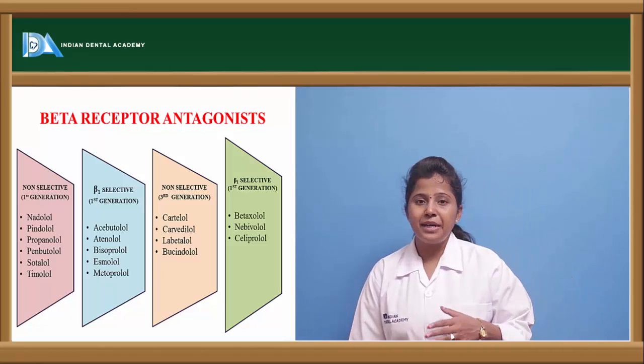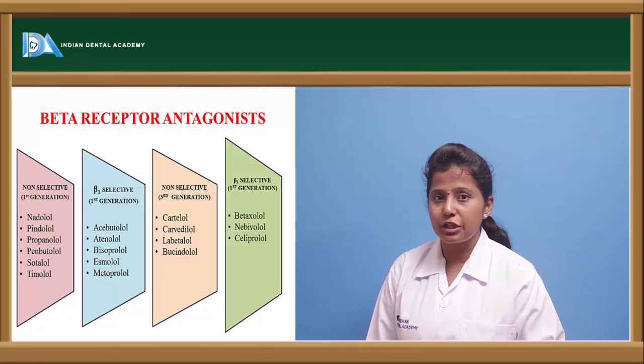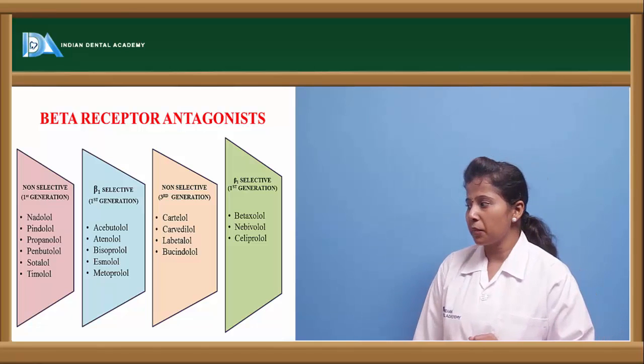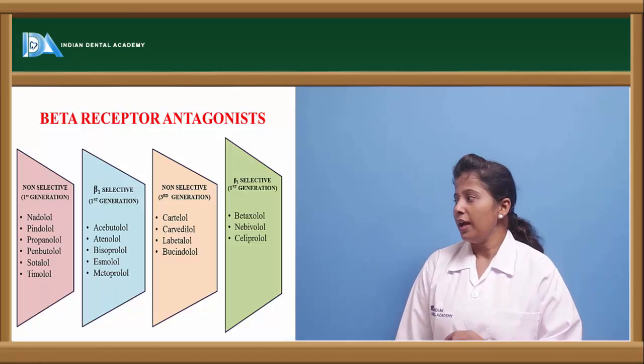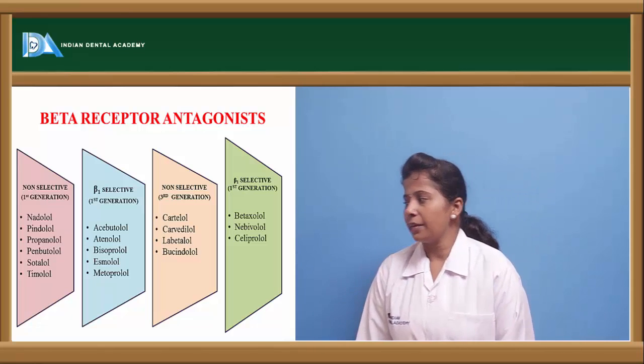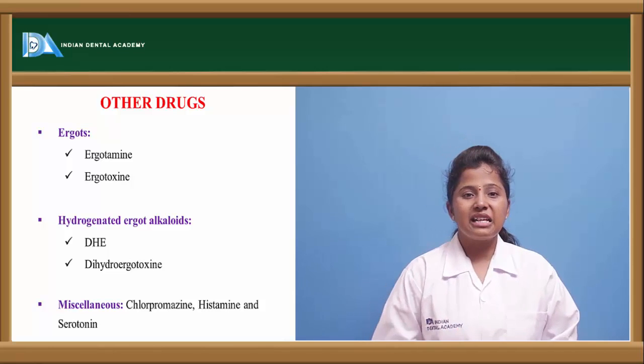Let us see the beta 1 selective drugs. Here also we have first generation as well as third generation drugs. First generation drugs include acebutolol, atenolol, bisoprolol, esmolol and metoprolol, and the third generation drugs include betaxolol, nebivolol and celiprolol.